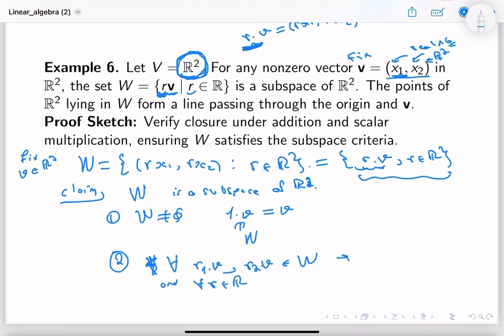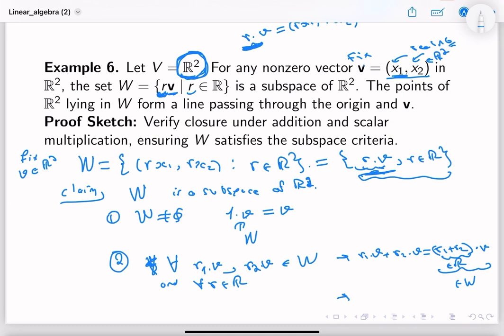So first of all, why is it closed under addition? Because if you take r1v plus r2v, then by the property of distributivity in the vector space, this is equal to (r1 plus r2) dot v. But this is a real number, and we're multiplying it by v, thus it takes this form, and thus this is in omega. Surprise, surprise. And the second thing we need to check is closure under scalar multiplication.